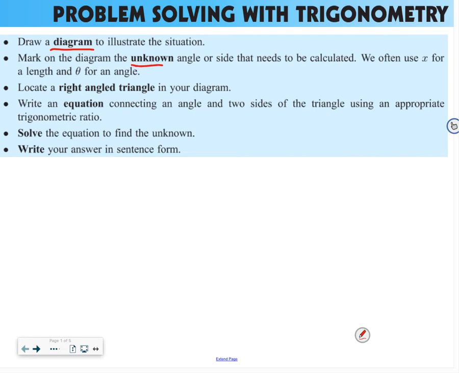Try and label your unknowns. Typically use x for lengths and theta for angles. Locate the right angle of a triangle so that you can utilize your trigonometry. Write your equation connecting the angles and two sides with the appropriate trig ratios. Solve and write your answer in sentence form. And remember, units are important as well.